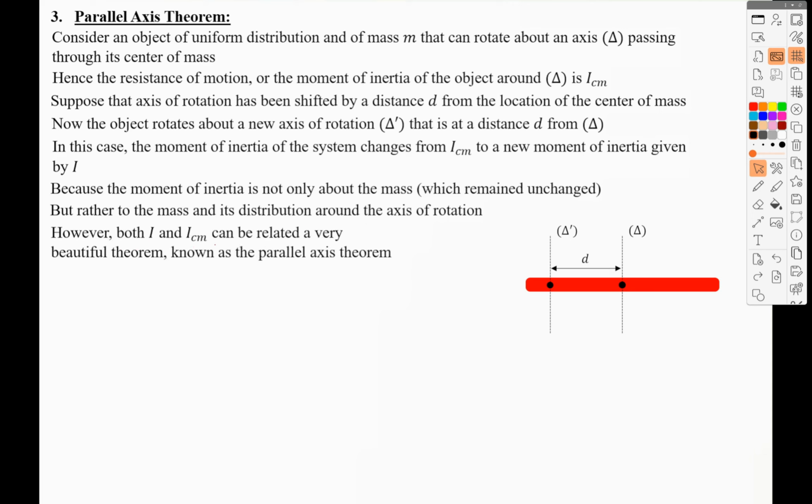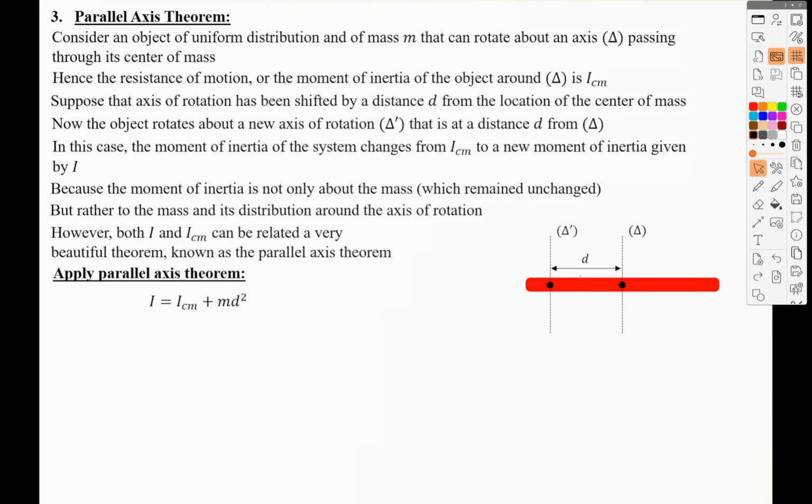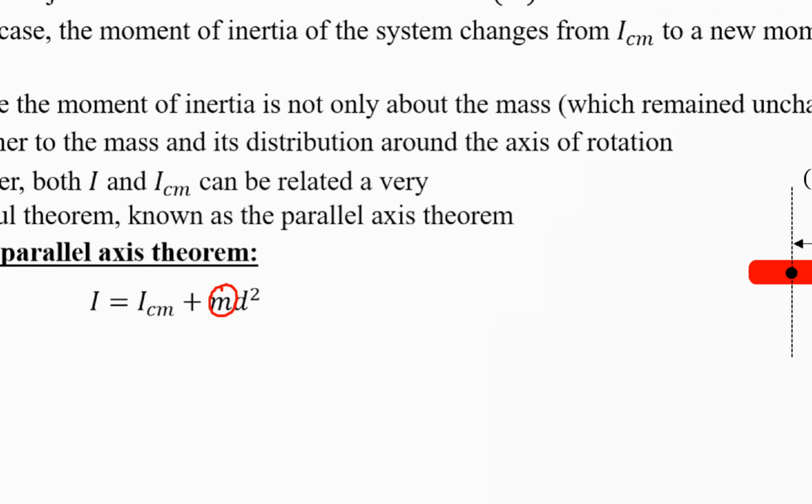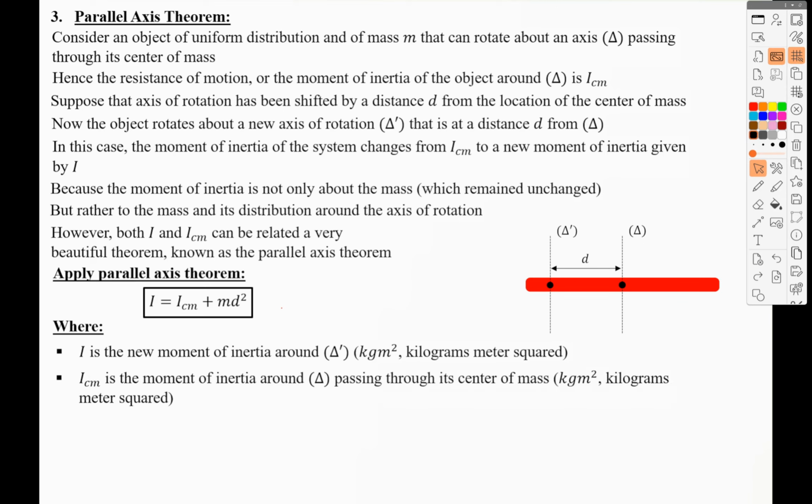Both I and ICM can be related by a very beautiful theorem known as the parallel axis theorem. The new moment of inertia is given by ICM plus this term, which compensates for shifting the axis of rotation by a distance d, and m is the mass of the rod, where I is the moment of inertia around delta prime, ICM is the moment of inertia around the center of mass, m is the mass of the object, and d is the distance between delta and delta prime.